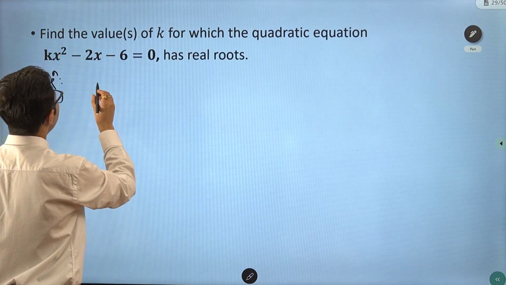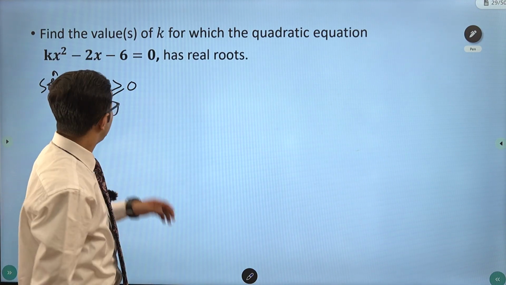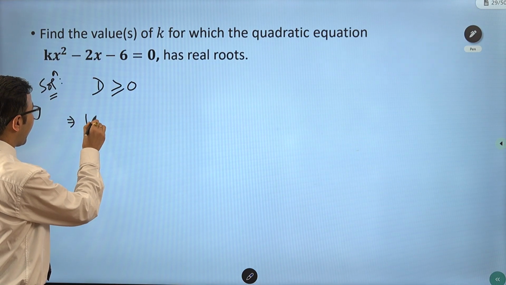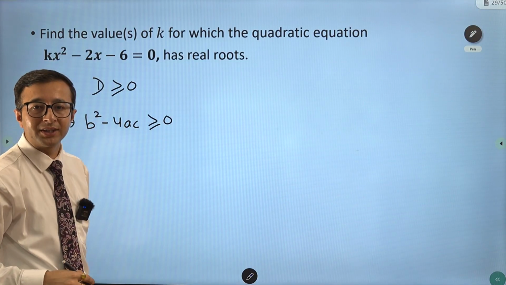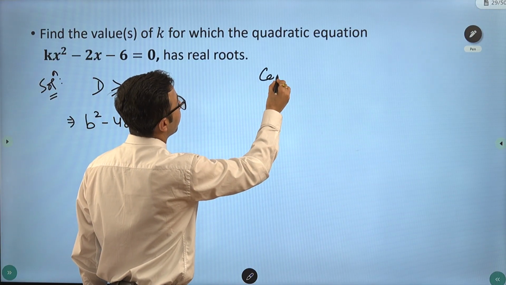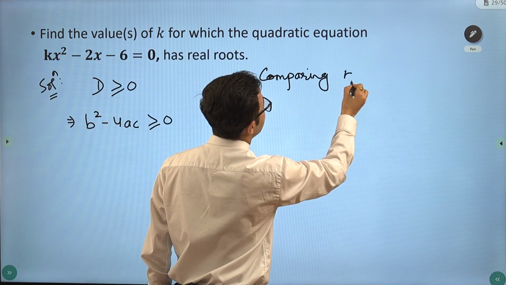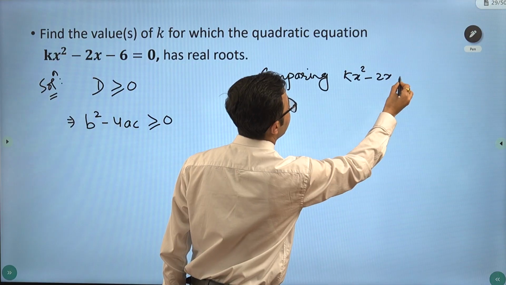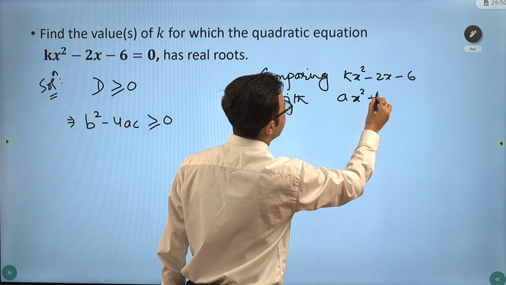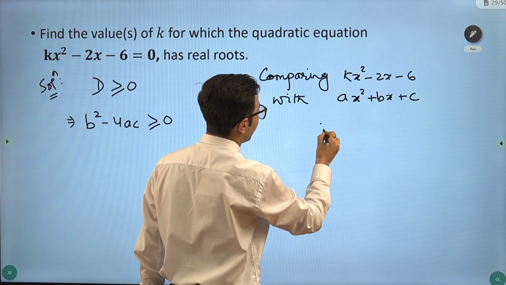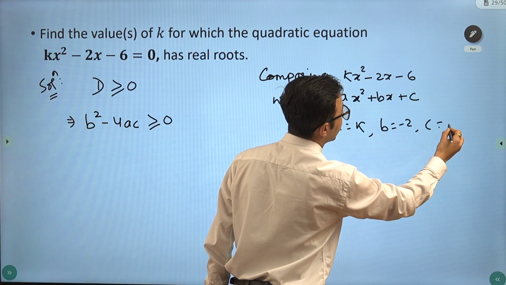So here we will be using that discriminant is greater than or equal to 0. So you know that discriminant is again b square minus 4ac. This value should be greater or equals to 0. For that, first we should obtain the value of a, b, c. So for that we will be comparing this kx square minus 2x minus 6 with ax square plus bx plus c. So the value of a is k, the value of b is -2 and value of c is -6.